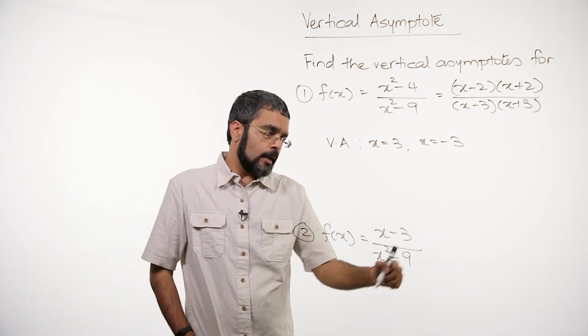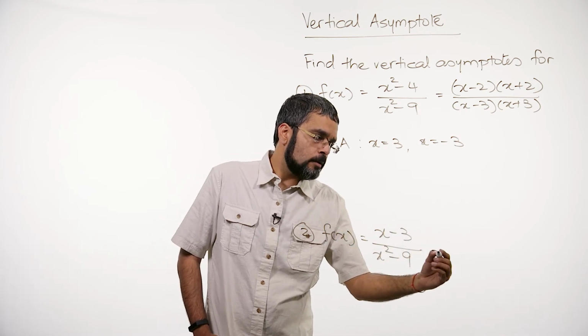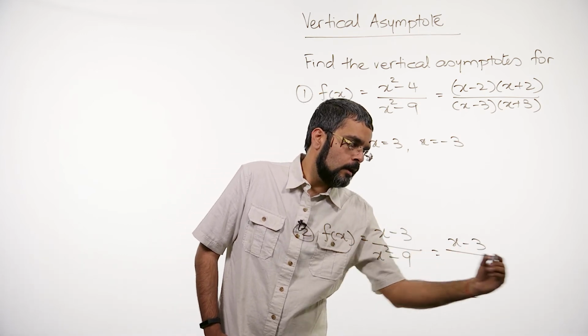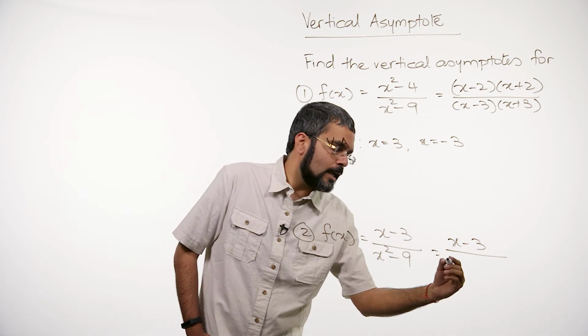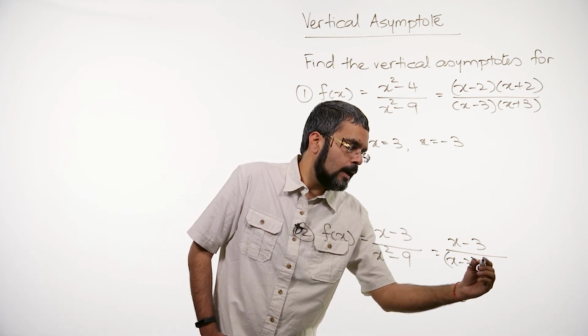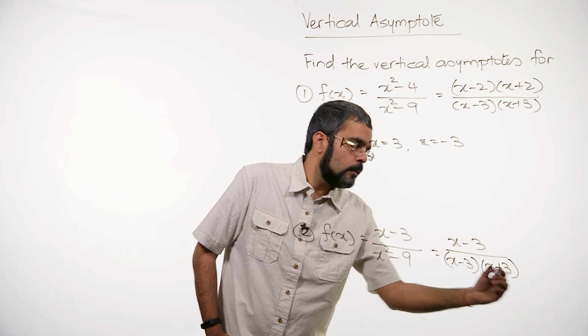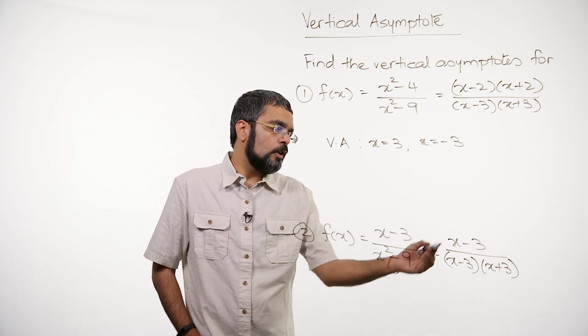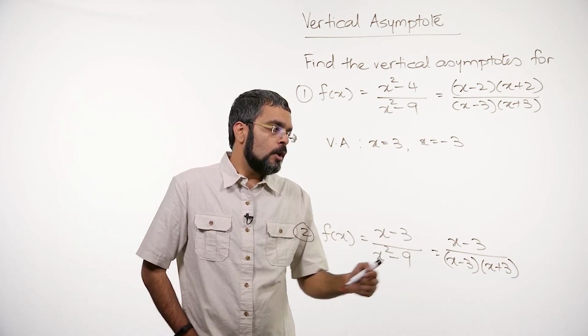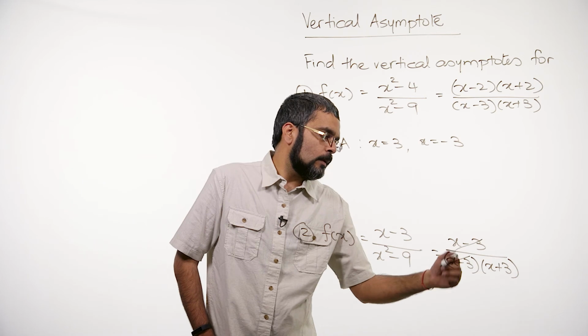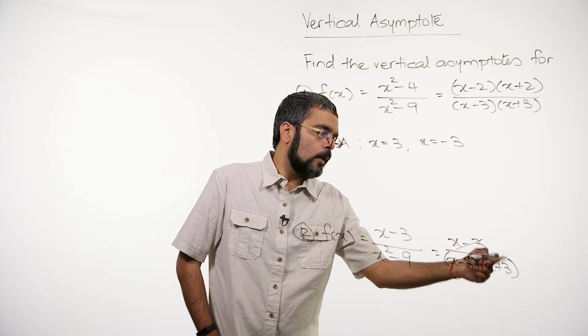Now let's look at our second function. So let's go ahead and factor again. The numerator is already in factored form, so this is x minus 3. And the denominator, I can factor it as x minus 3 and x plus 3. Notice now that the numerator and denominator have a factor in common. So if I cancel them off, basically what I get is 1 over x plus 3.